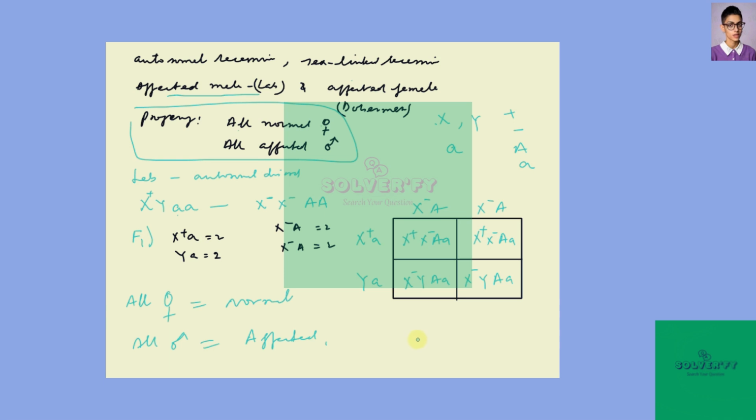So the genotype of the female at both loci will be X negative X negative, in which both the X are affected, and AA, the autosomes will be normal. So that is the genotype of the female at both the loci.